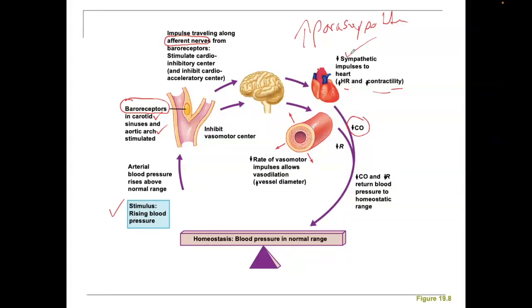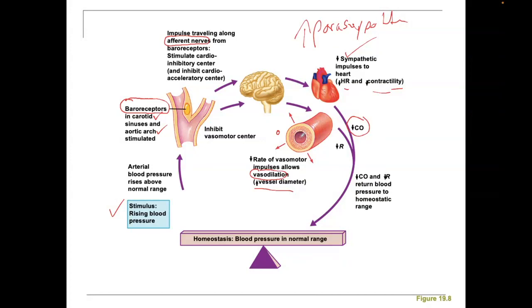Now, when you're decreasing sympathetics, the diameter of the blood vessel lumen opens up. So it vasodilates. So the blood vessel diameter increases. When that lumen becomes smaller, that's called vasoconstriction. When it opens and gets larger, it's vasodilation. When it constricts, blood pressure goes up. When it dilates, blood pressure goes down.